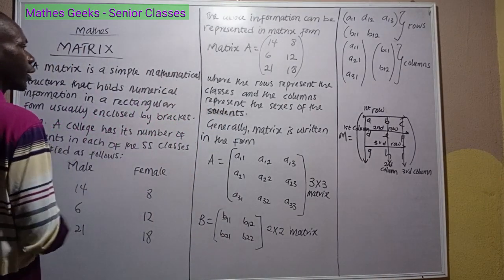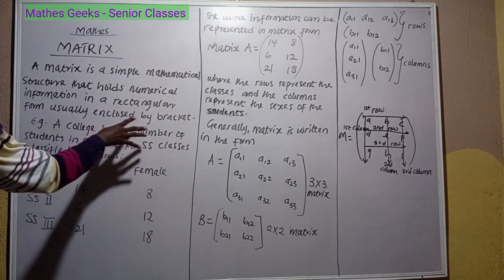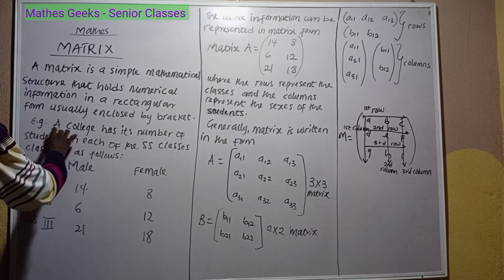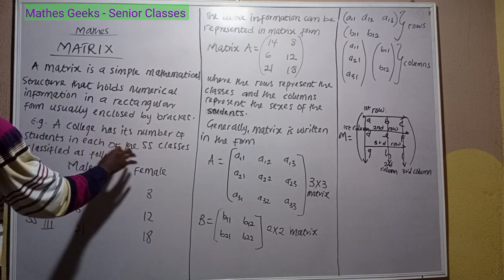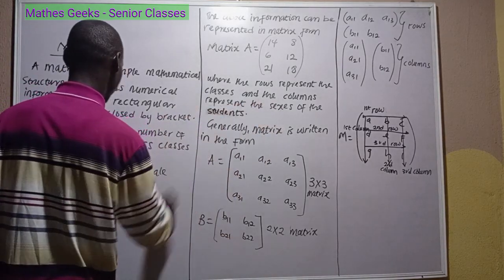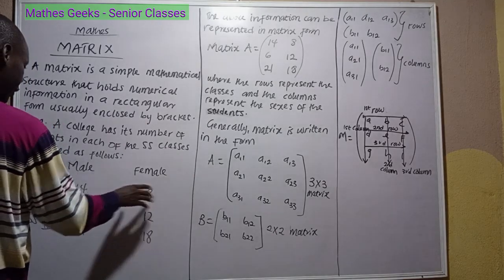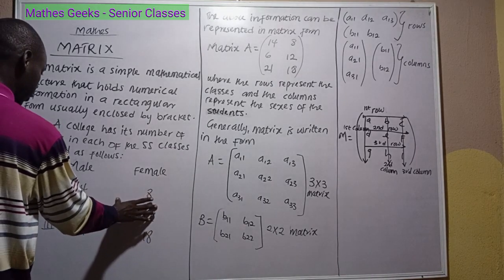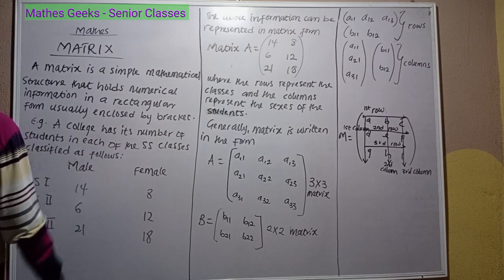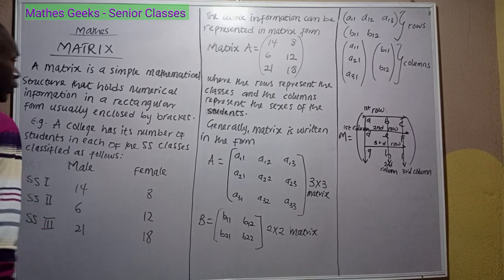The columns represent the sexes of the students because this information is about students. The college has the number of students in each of the SS classes classified as follows. So the rows give us information about the classes. The columns give us information about the sexes of the students in each of the classes.